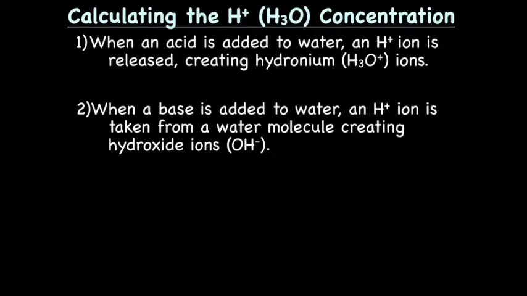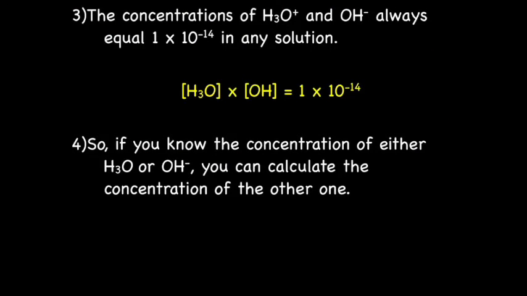Okay, calculating the H+ or H3O concentration. When an acid is added to water, an H+ ion is released, creating a hydronium or H3O ion. When a base is added to water, an H+ ion is taken from water, creating hydroxide or OH1-. The concentrations of H3O and OH in any solution always multiply to 1 × 10 to the negative 14th, always.